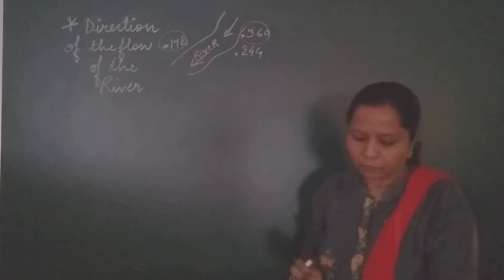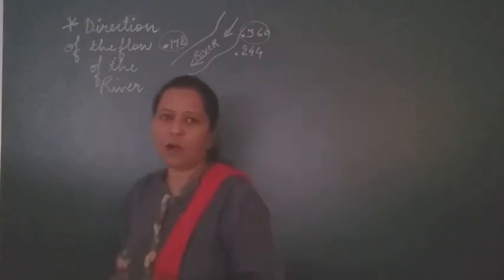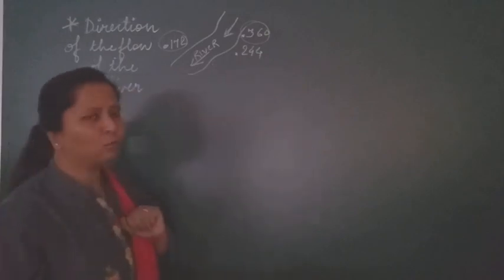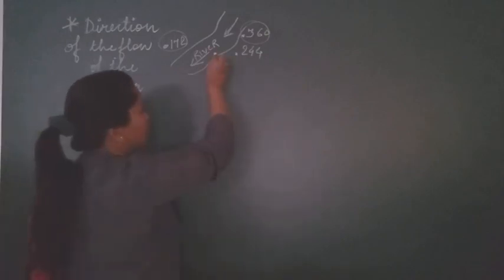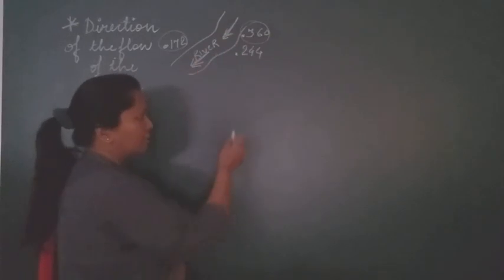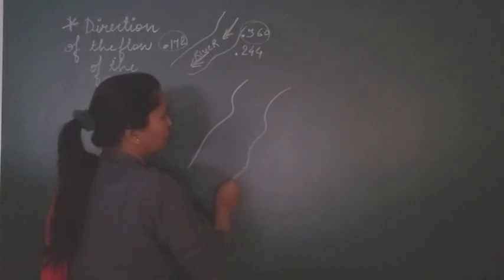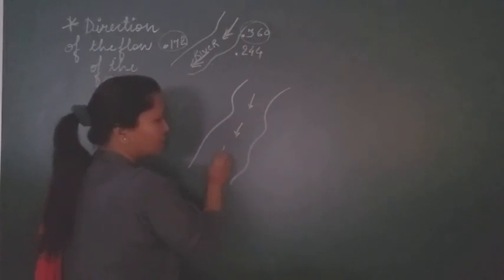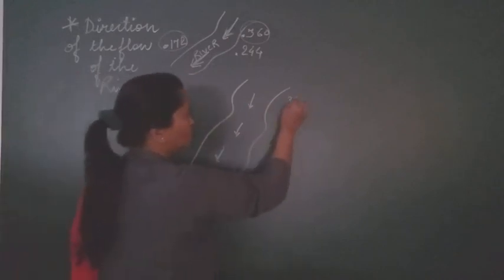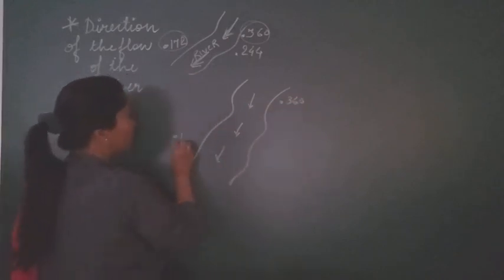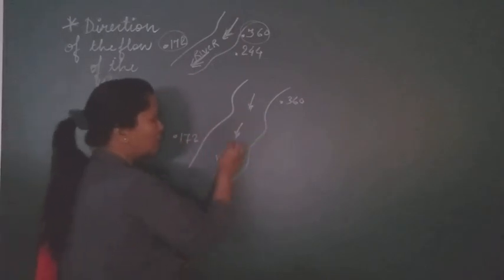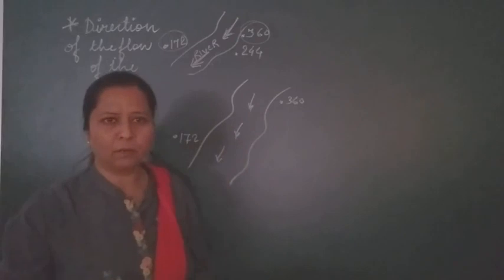Now, how to find out the bank of the river? Now let's take this example only. This is the river, and the river is flowing towards this direction, which we have already studied. Now, if this is spot height 360, and this is spot height 172, we have come to know that this is the direction of the flow of the river.